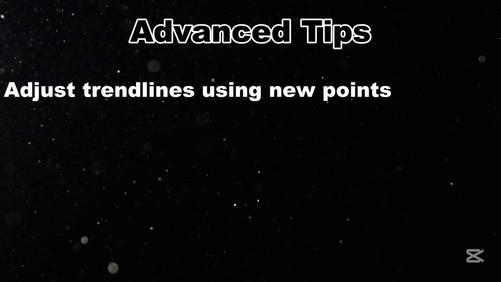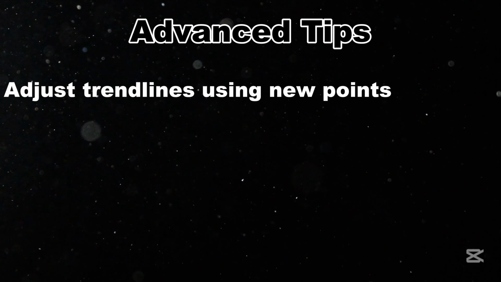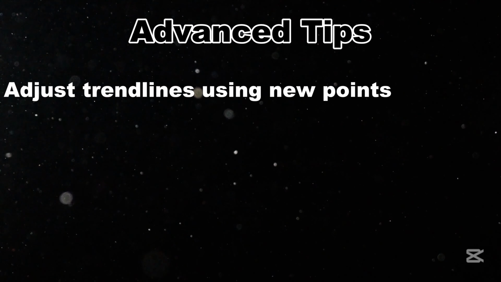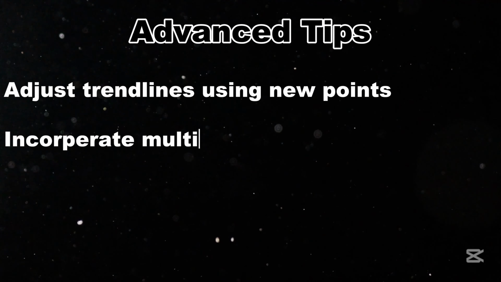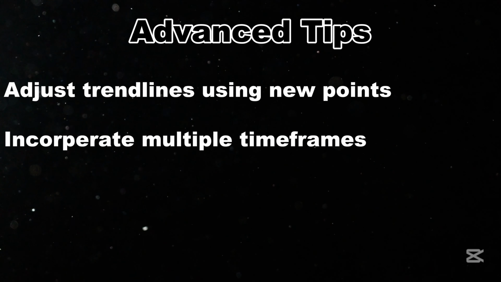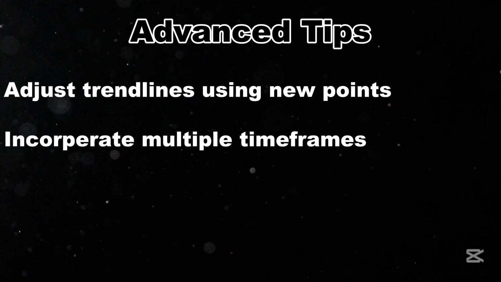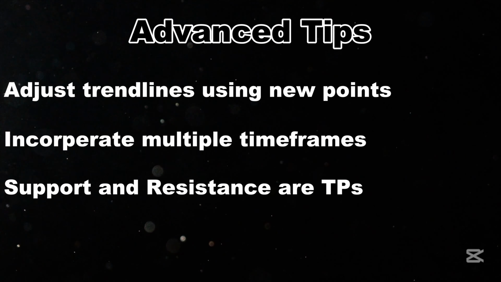As price moves, your trend lines will be crossed, so it's important to continuously adjust them using new points to reflect the current market, whether that means drawing steeper lines or shifting to new highs or lows. You should always use top-down analysis by incorporating multiple time frames. Start with a higher time frame to understand the overall trend, then narrow it down to the time frame you plan to trade. Finally, use support and resistance areas as take-profit zones.